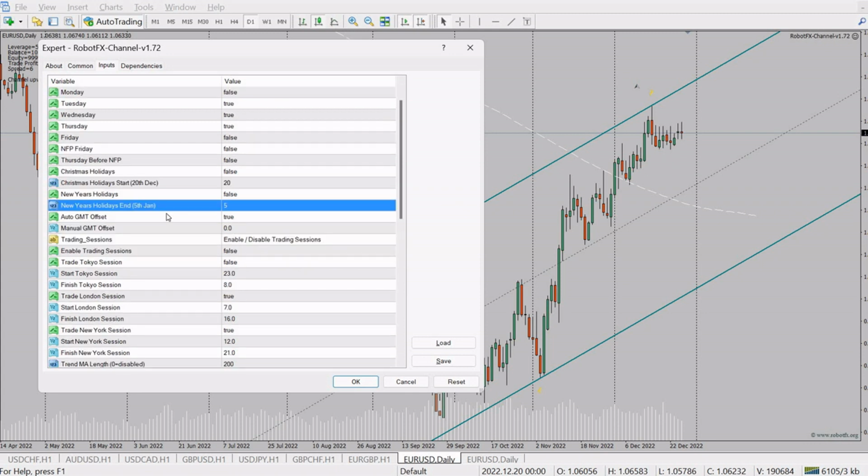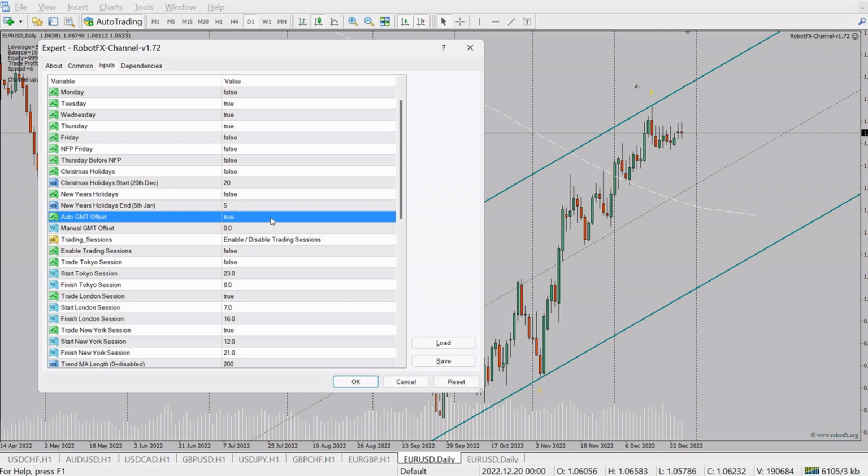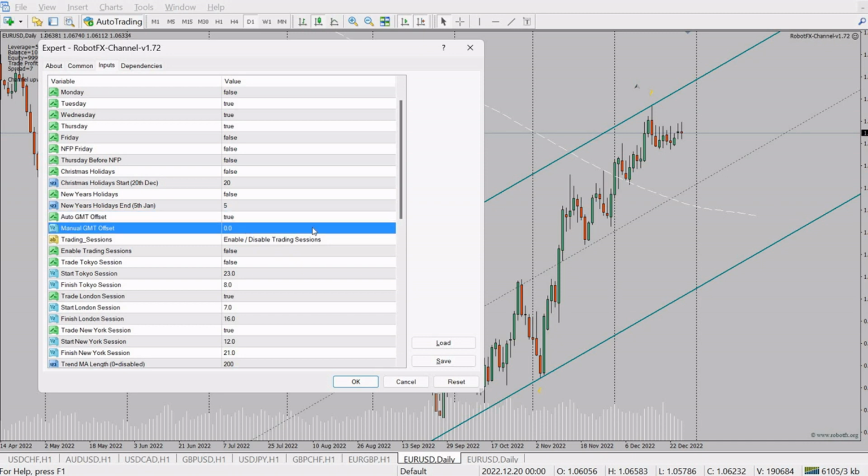We have the possibility to set the auto GMT time, Greenwich Mean Time, which should be set to true when trading normally. However, if you want to test this Expert Advisor in the strategy tester, you should set the manual time yourself. And this is, by the way, the difference between the broker's time and your time. It can be a negative number if the difference is negative. It's in hours, by the way.